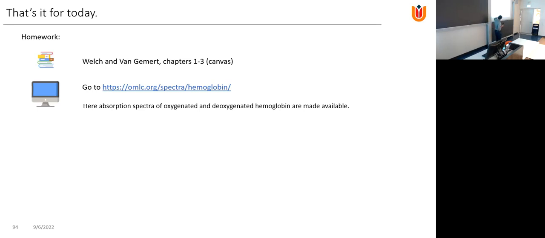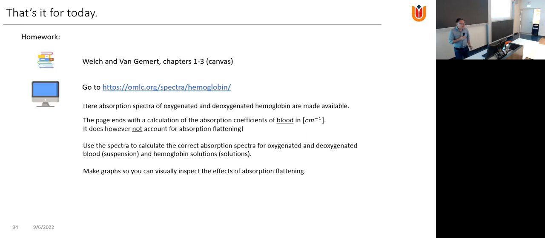What I would like you to do before Friday, because we can discuss it then, is go to this website. That will lead you to a group of our colleagues in Oregon, where absorption spectra of oxygenated and deoxygenated hemoglobin are compiled, just like in the literature. And that page ends with a calculation of the absorption coefficient of blood. It will give you spectra of the absorption coefficient of blood in inverse centimeters. However, it does not account for this absorption flattening. So apparently it was compiled before 2005.